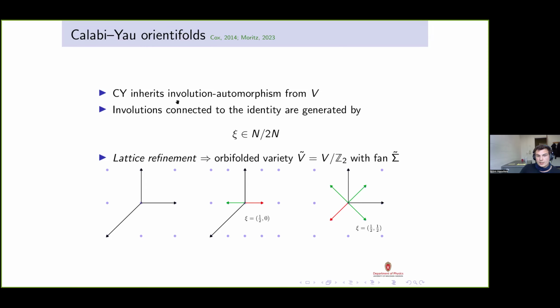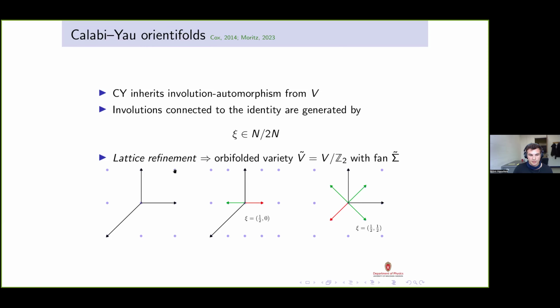Calabi-Yau orbifolds that are involutions, so that generate a Z2 orbifold, have been studied in the past, and it turns out that they are generated by lattice vectors that are half integer, or in other words, by vectors that lie in this lattice. So they are kind of half the size of a usual lattice generator. There are different choices of these lattice generators, due to different forms of orbifolds and to different forms of orientifolds of the Calabi-Yau.